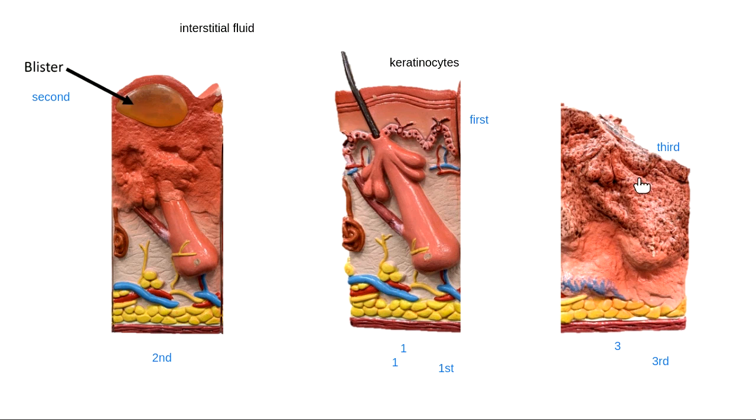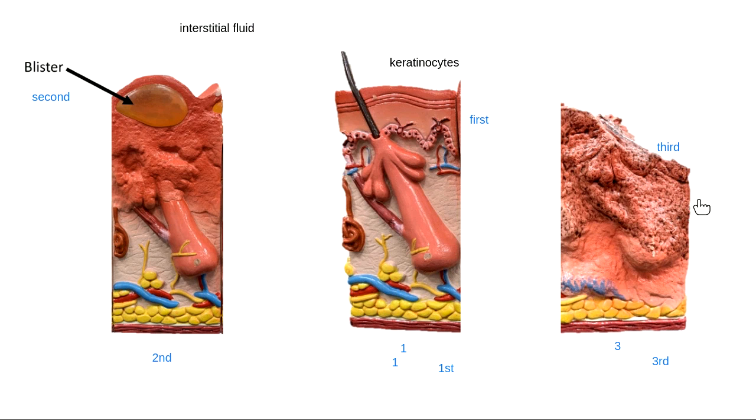And usually with a third degree burn, the epidermis is completely gone. So there's none of that keratinized stratified squamous epithelium left. We usually mess up that junction between the epidermis and the dermis, and then we go down deep into the dermis to really mess things up.